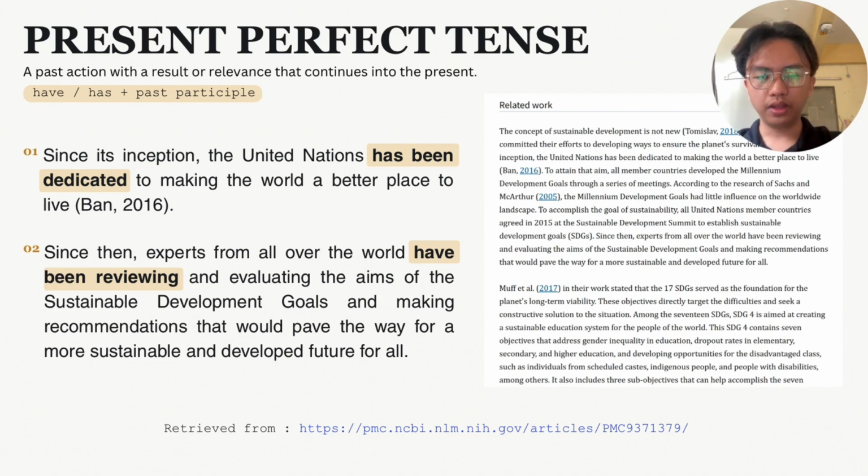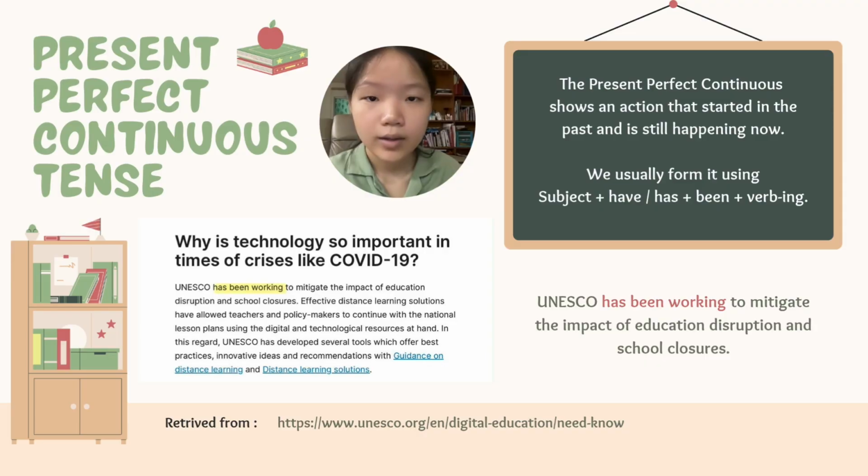The second example is, since then, experts from all over the world have been reviewing and evaluating the aims of the Sustainable Development Goals and making recommendations that will pave the way for a more sustainable and developed future for all. Present perfect continuous tense shows an action that started in the past and is still happening now.